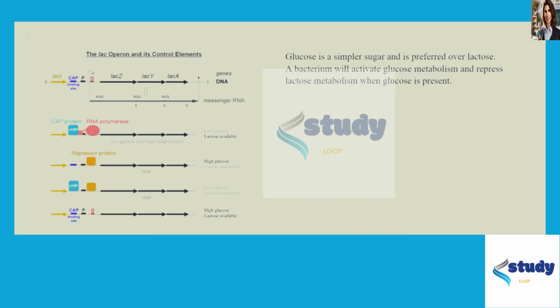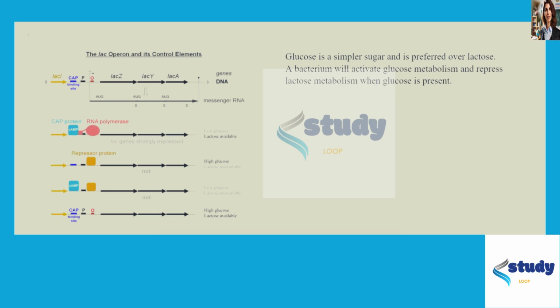Let's take a look at the lac operon. The lac operon is what governs whether a bacterium will consume lactose or not. Why does the bacterium need to choose whether it will consume lactose or not? Why can't it just consume it all the time?